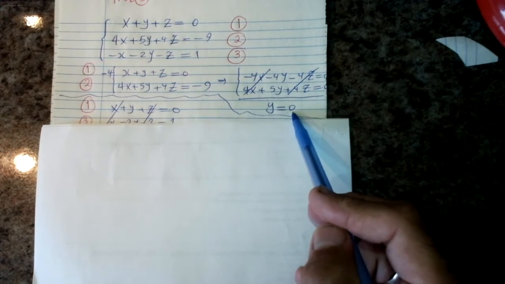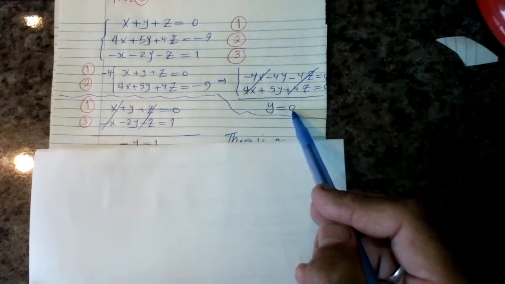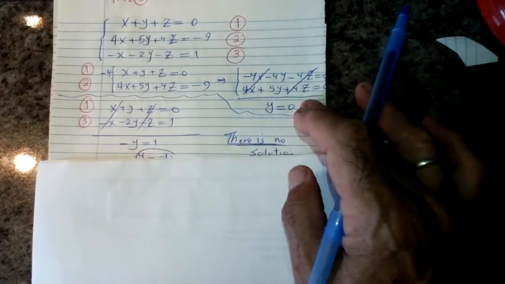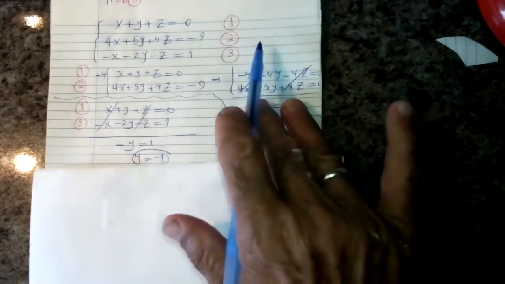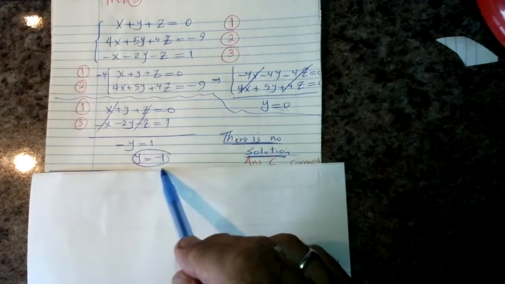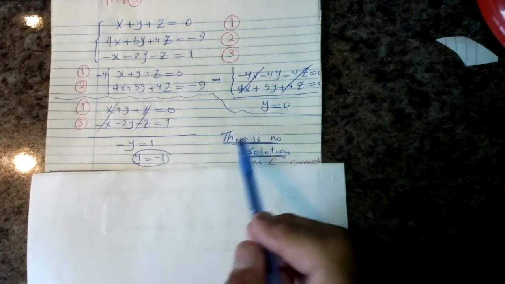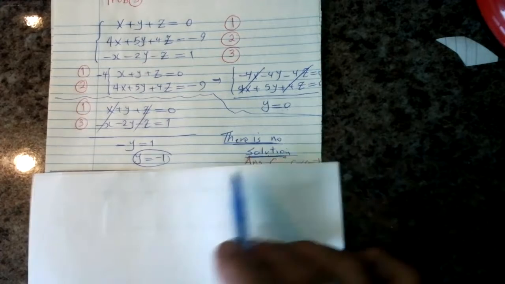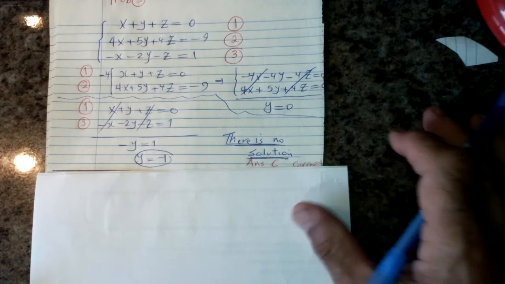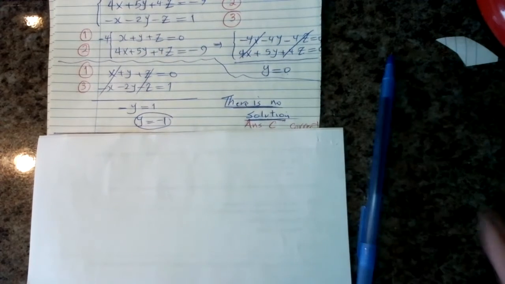Now, since y is 0, I'll go ahead and take 1 and 3. 1 and 3 give you y equals -1. Something is strange, because one pair tells you y is 0, the other pair says y is -1. So that means there is no solution to this problem. You cannot have 2 different numbers for the y value. So there is no solution to this one.